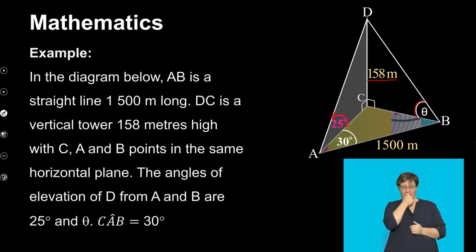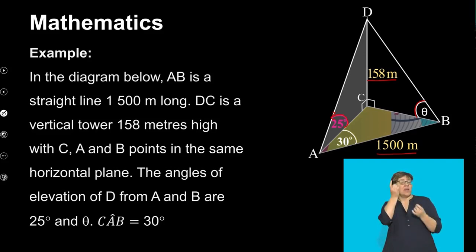And they've given us that 1,500 is the line AB, and it belongs to this green triangle, which is on our horizontal plane at the base. And the only bit of information we have for this triangle is 30 degrees and 1,500 meters, which means we only have 2 bits of information, which is not enough to solve a non-right angle triangle.